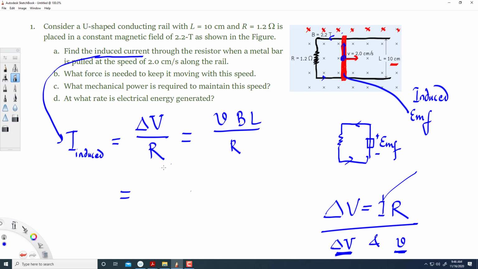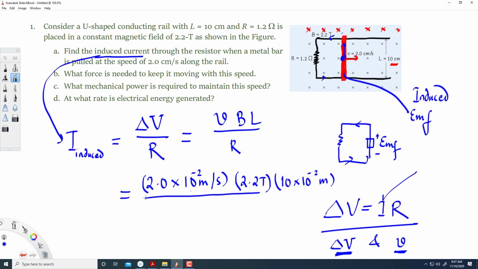So that's delta V over R. So v is, we are moving at 2.0 centimeters per second. So change that to meters. Okay, that's the speed. Magnetic field, we are using 2.2 Tesla. Length of that rod, 10 centimeters. So 10 times 10 to negative 2 is in meters. And the resistance in this circuit is 1.2.